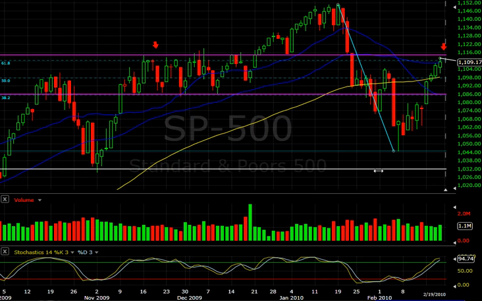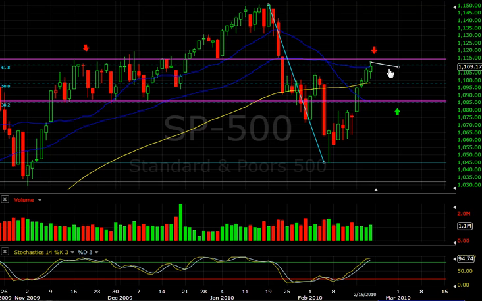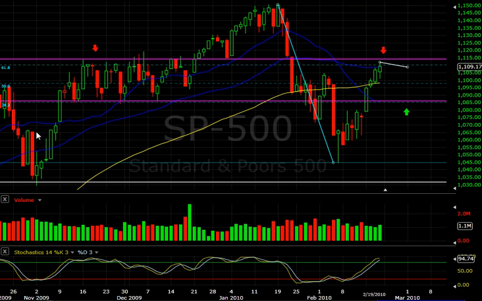Let me move this back over for you. Why isn't this chart working for me? It might look something like this as a flag, or we might just consolidate right underneath this line of support. And this would be very bullish, to see us move sideways right underneath this Fibonacci retracement and this area of resistance and break out higher to the upside.